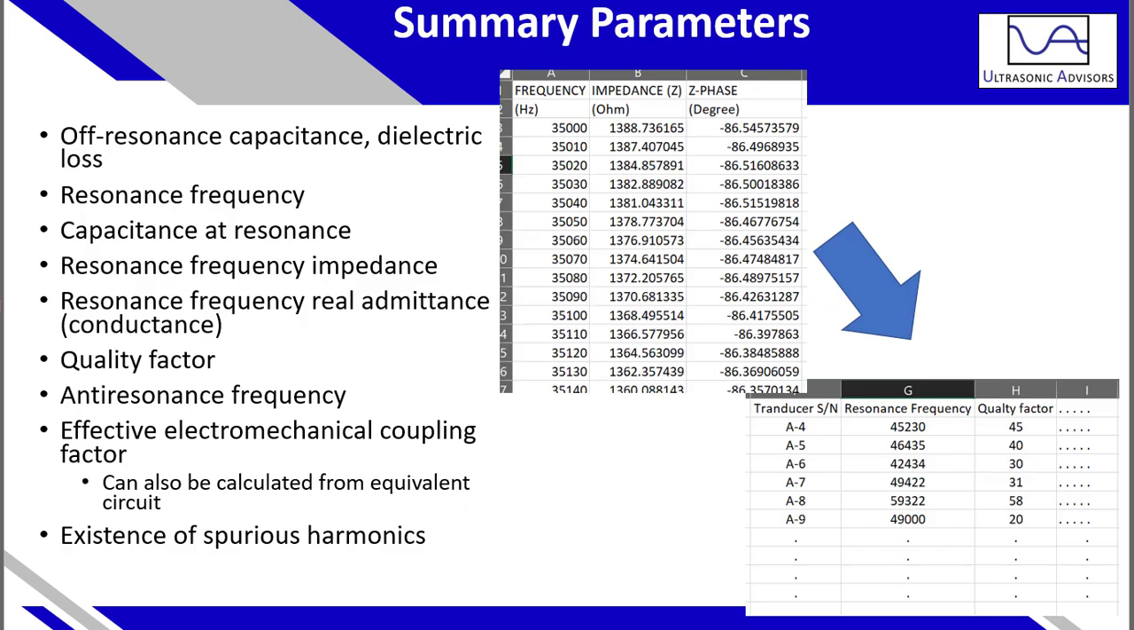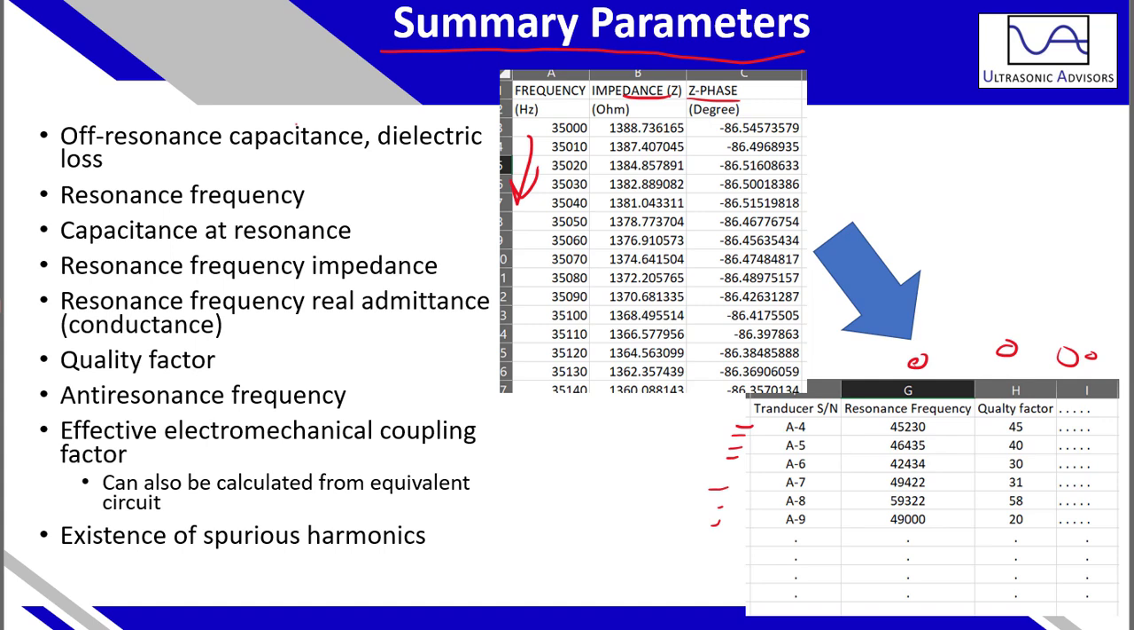Now we'll jump in here and talk about summary parameters. Basically, if you want to measure the properties of a transducer using impedance analysis, what are all of the properties that are needed to take your frequency, impedance, and phase data into something like this, where you have your transducers in a row, your different serial numbers, and you now have summary parameters in your other columns. So you'd be easily able to compare properties, coming up with those summary parameters.